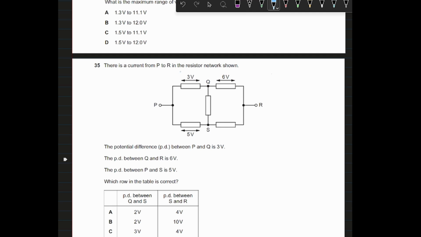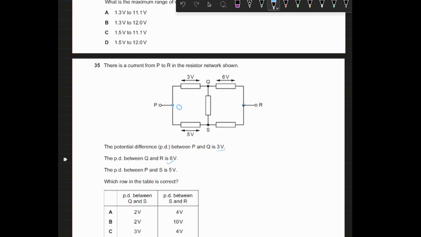There is a current from P to R in the resistor network. So we are given our network of resistors. The potential difference (PD) between P and Q is 3 volts. The potential difference between Q and R is 6 volts. The potential difference between P and S is 5 volts. Which row in the table is correct?